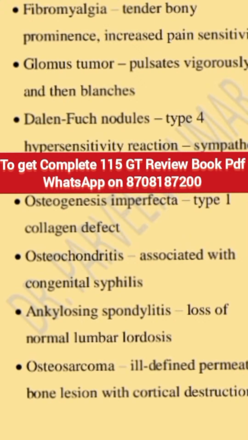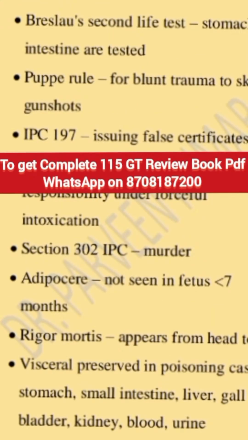In Breslau's second life test, the stomach and intestine are tested. Pape's rule is applicable for blunt trauma to the skull and gunshots. IPC 197 deals with issuing false certificates. Section 85 IPC deals with criminal responsibility under forced intoxication. Section 302 IPC is for murder. Adipocere is not seen in a fetus less than 7 months of age. Rigor mortis appears from head to toe. Viscera preserved in a poisoning case are stomach, small intestine, liver, gallbladder, kidney, blood and urine.